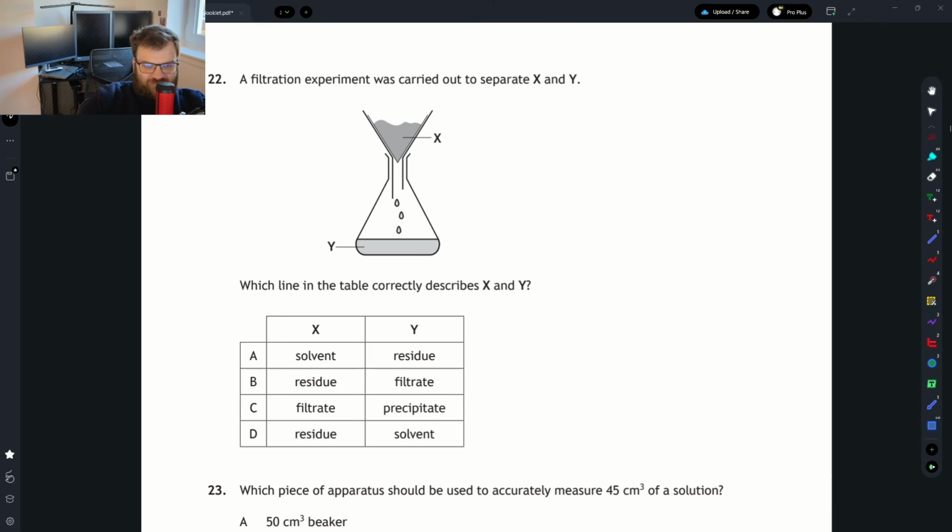Here we're dealing with a filtration experiment. It's a bit of a throwback to baby chemistry, S1 and S2 perhaps. We have got our residue, which is the part that's left over after the filtration's happened, and our filtrate is the chemical that's come through. The solvent would be the chemical used to dissolve the starting materials, and the precipitate would be when a solid forms from two liquids reacting together.